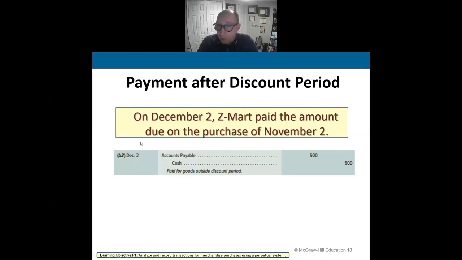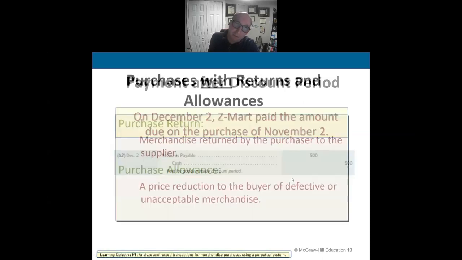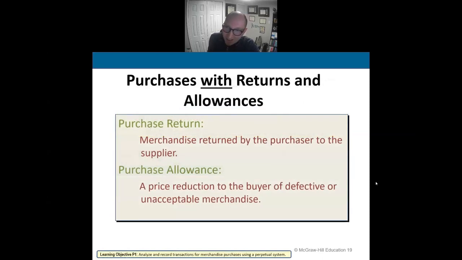If I just paid the whole thing, let's say I didn't get the discount. 10 days went by, and I forgot to pay the guy to get the discount. Okay, so I'll pay the whole 500. That's a simple transaction. You just debit your accounts payable to reduce the payable by 500 and reduce your cash by crediting your cash by 500. Outside the discount period, you missed the discount. I hate missing discounts. I like saving money.